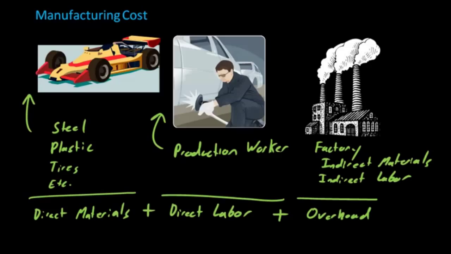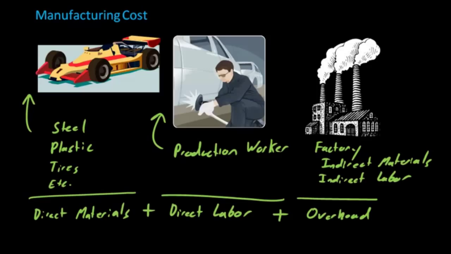Let's think about the manager of the factory. His salary is not directly tied to the car like the production workers' wages. It's not that there is no relationship, but he manages the entire factory. So we have to allocate his salary to each car using some allocation methods, right? And so the manager would be a form of indirect labor.